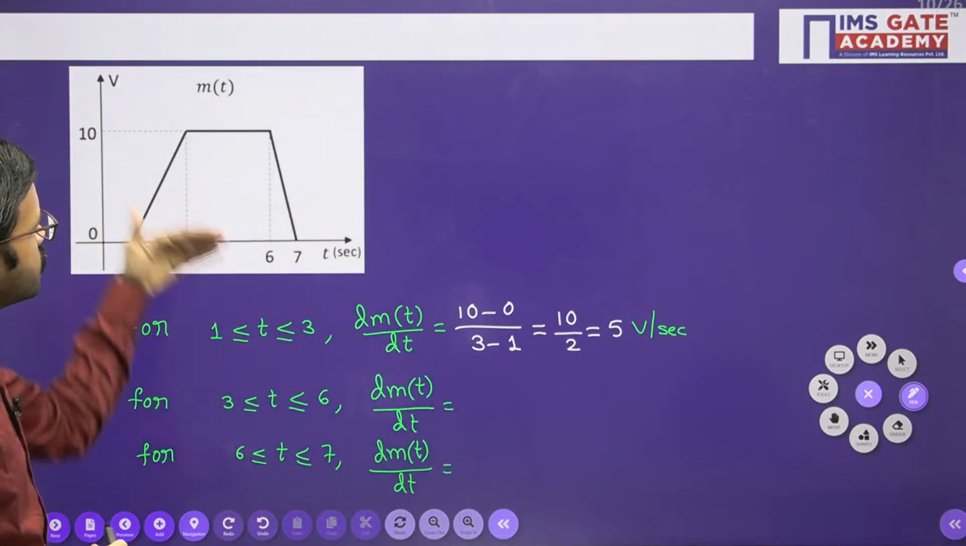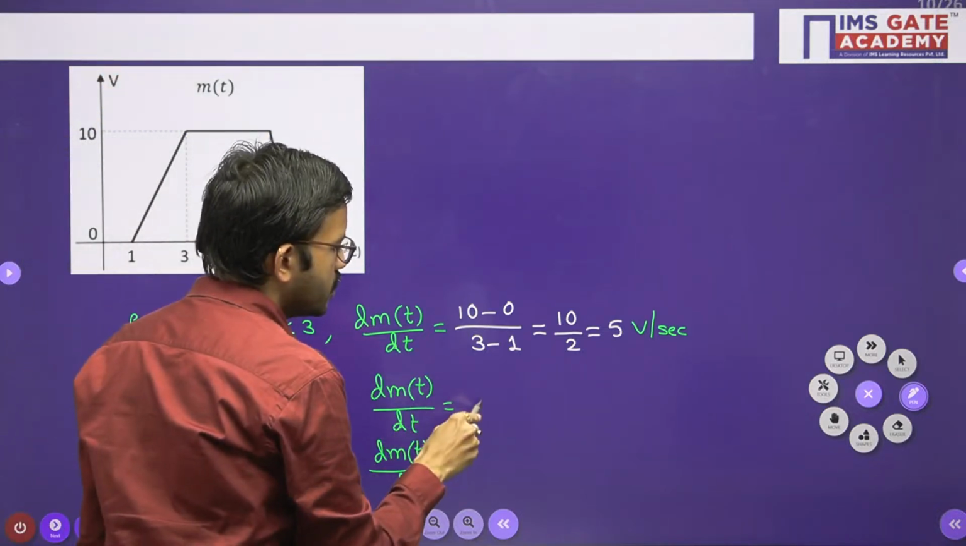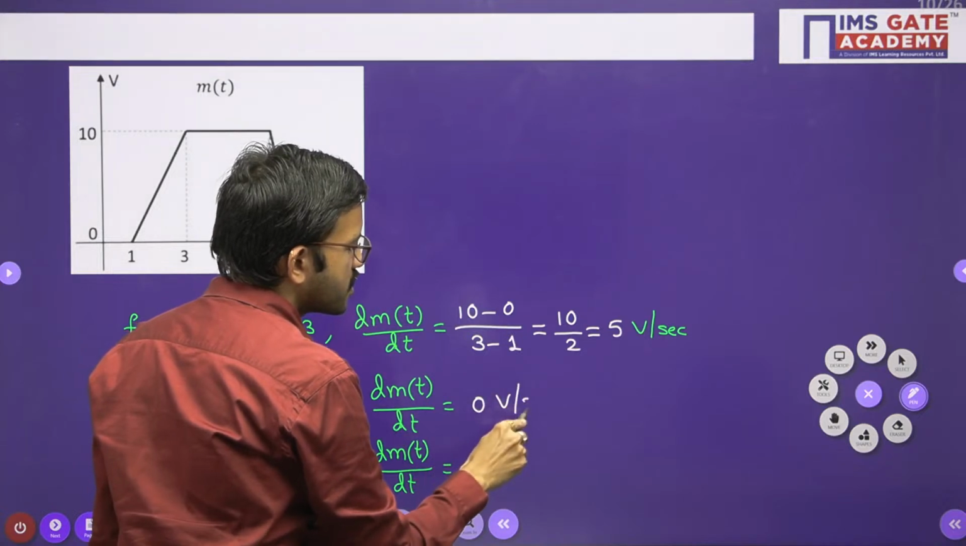Between 3 to 6, you are having the constant, derivative of constant is 0. Here units are volt per second.